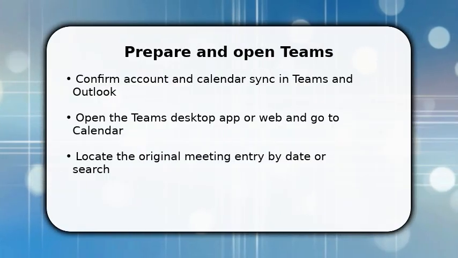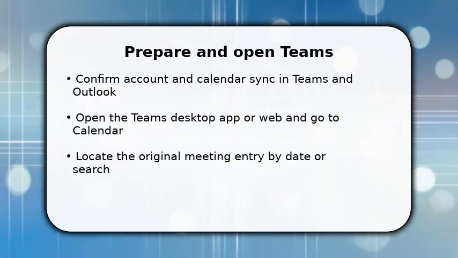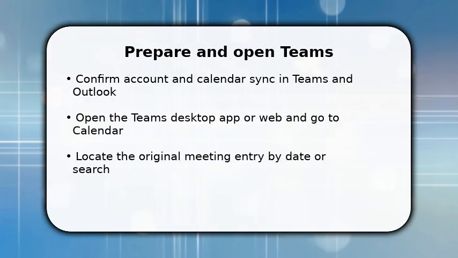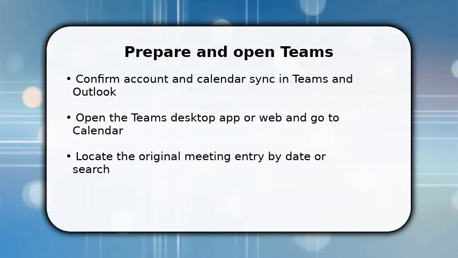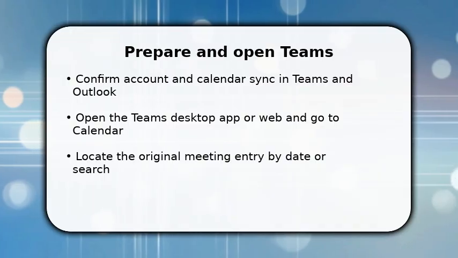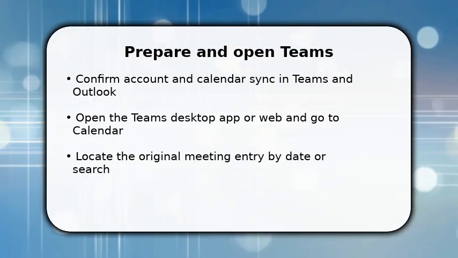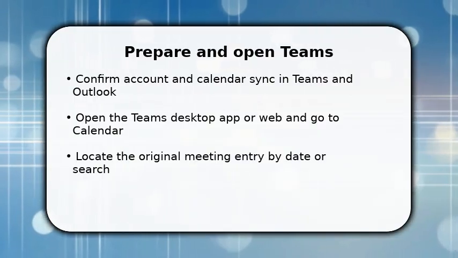You start by confirming your account is active and calendars are synced so changes propagate. Open Teams on desktop or web to avoid mobile UI limits. Find the calendar view and use the date picker or search bar to locate the meeting quickly. Once located, click to open details rather than joining.